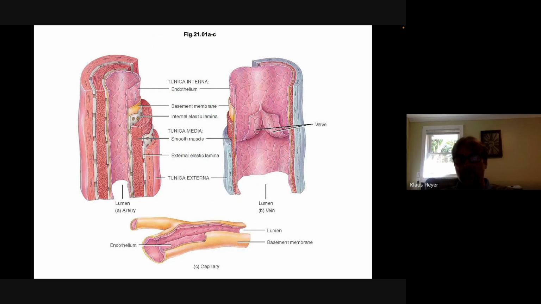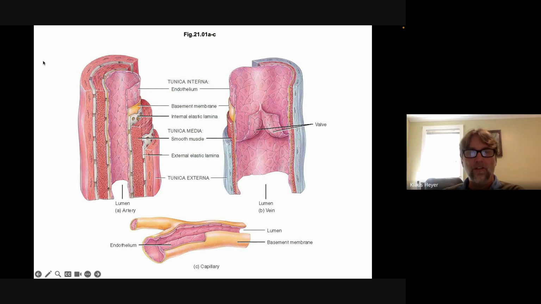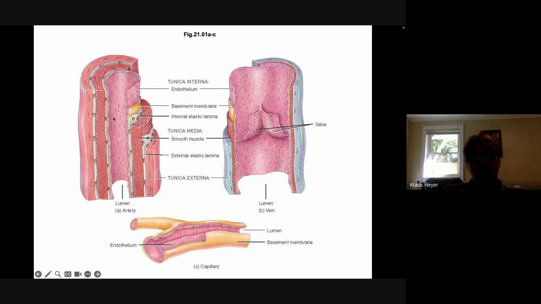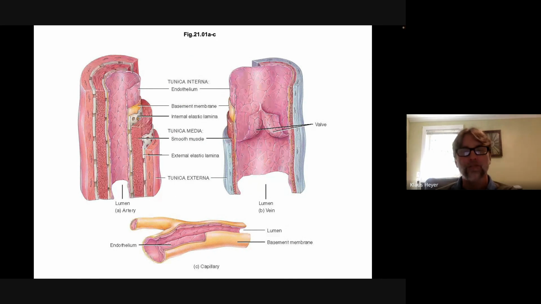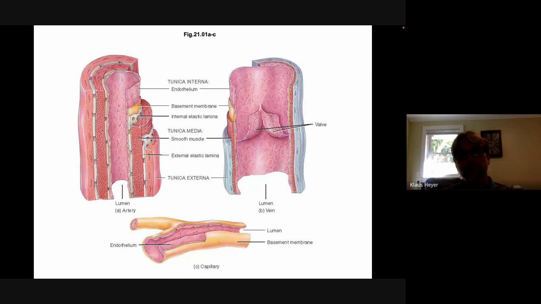But now let's start talking about each of these. Let's look at the artery. The artery has 3 different coats, right? A coat we call a tunic. Those are the names: tunica interna, tunica media, tunica externa. So there's 3 coats: an inner coat, a middle coat, and an outer coat.